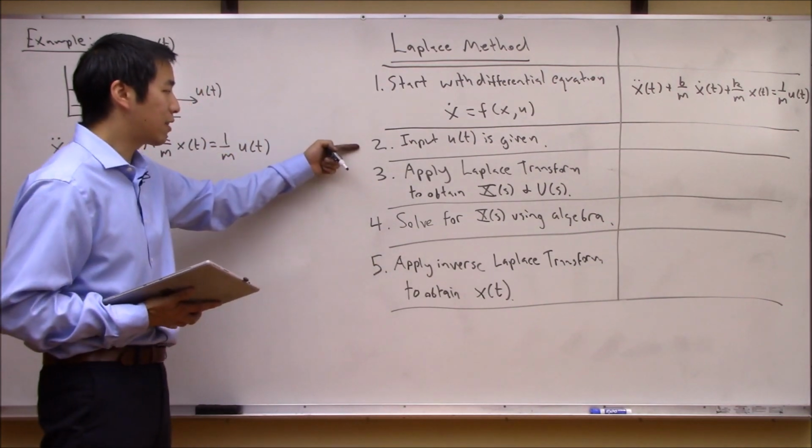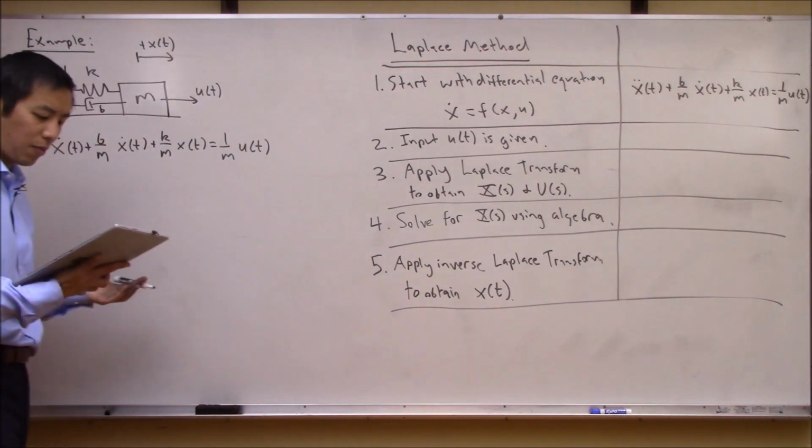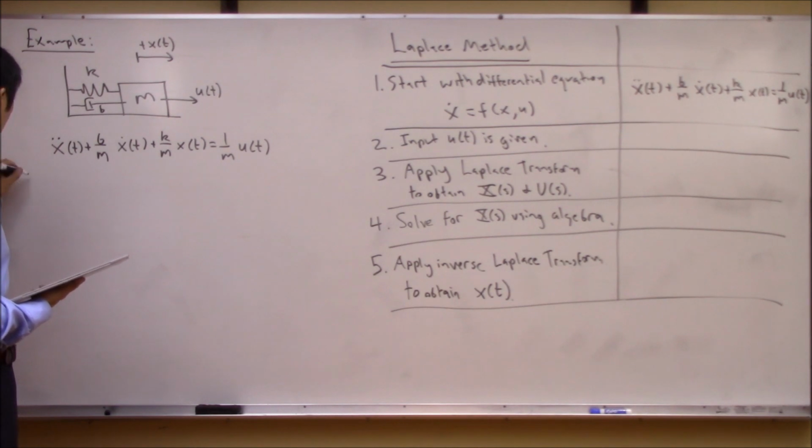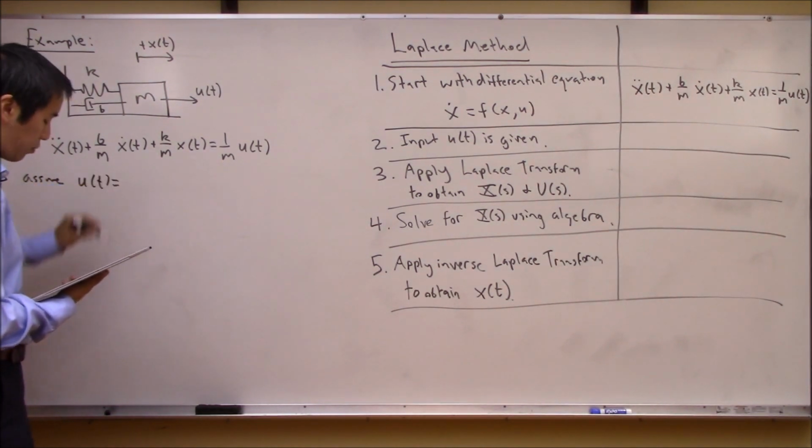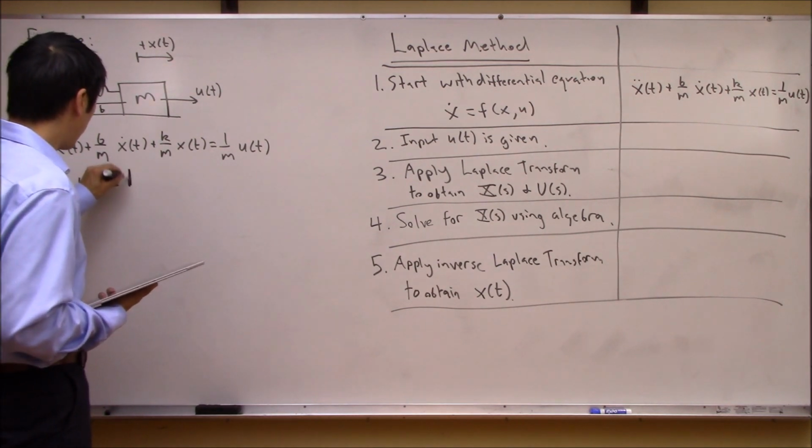So let's look at the second step, right? Usually you have the input given. So let's assume that u of t is, let's just make something really simple. Let's make it a unit step, right?